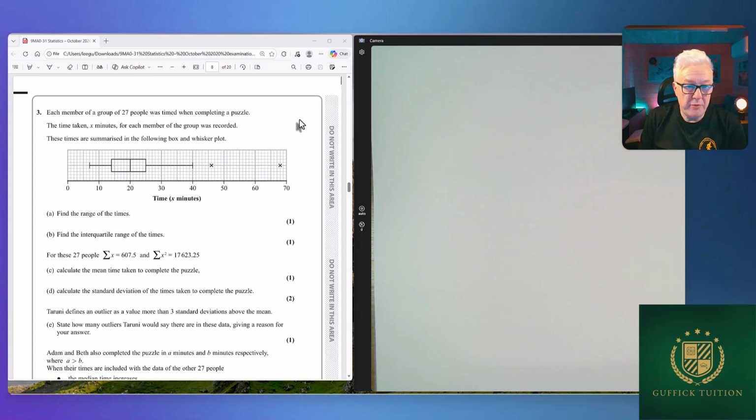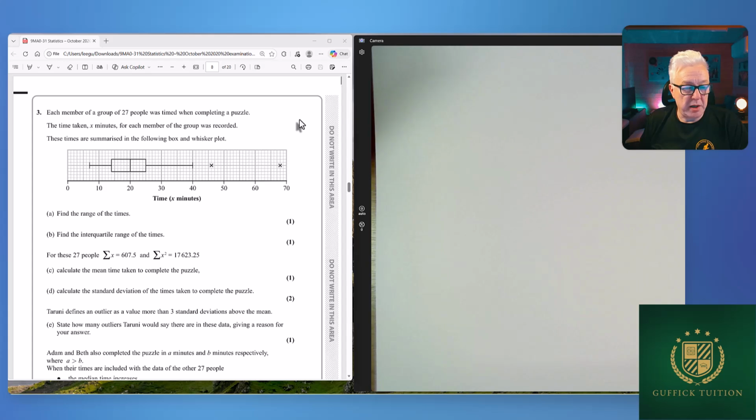Hello everyone, we've got a representations of data and mean and standard deviation kind of question here. It says each member of a group of 27 people was timed when completing a puzzle. The time taken in X minutes for each member of the group was recorded. These times are summarized in the following box and whisker plot. Find the range of these times.